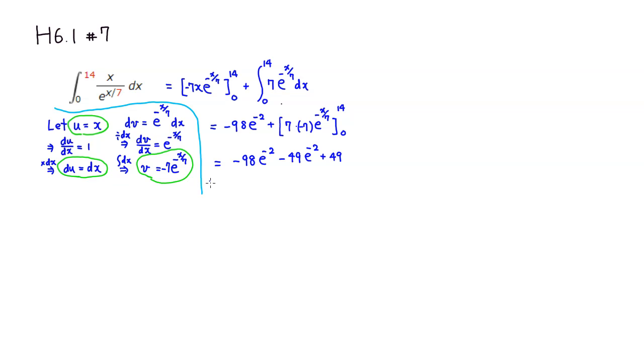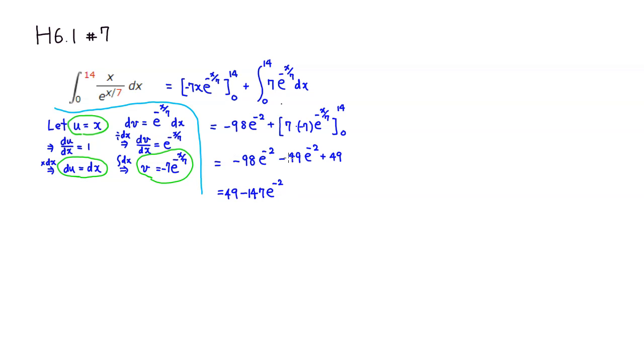So we're going to combine those two: negative 98 minus 49 gives negative 147 e to the negative 2, plus 49. Maybe I'll put the 49 first, it looks a little better.